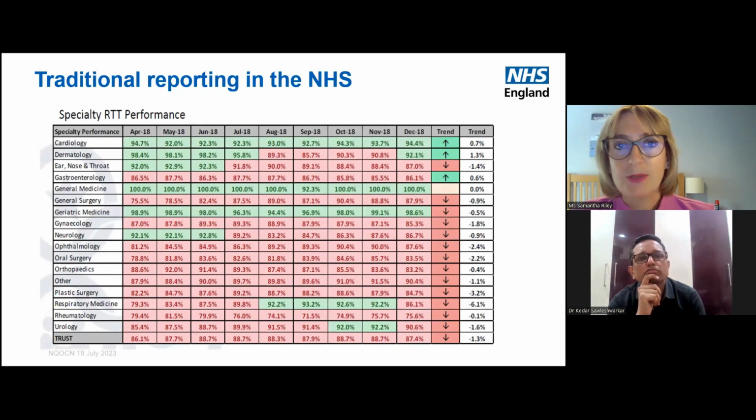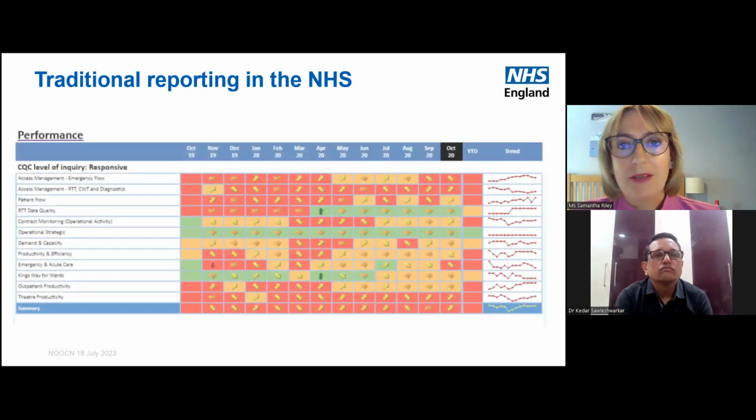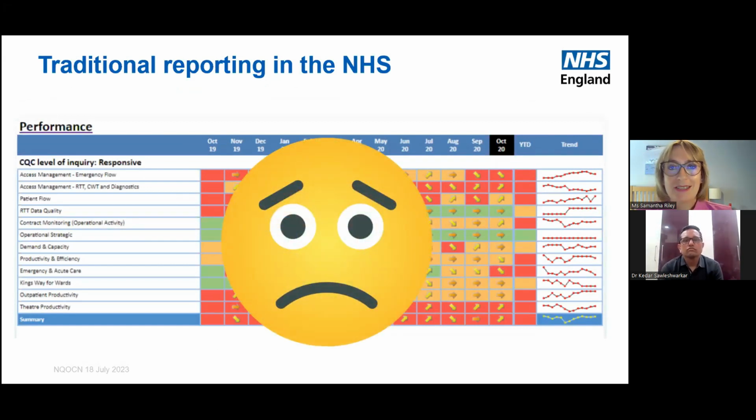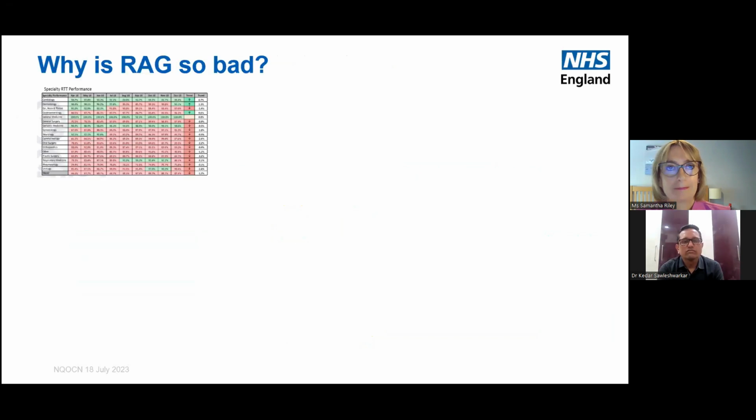So RAG reports, red, amber, green reports, are the kind of standard method by which people would try and understand how they are doing. If you look at most reports that clinicians or executives would look at, this is the kind of thing that they would see. And this is probably my least favourite one, because we've got a RAG report and we also have some arrows going on here. So these visualizations make me very sad because they're really unhelpful to us. But this is what most people have been reliant on for a really long time.